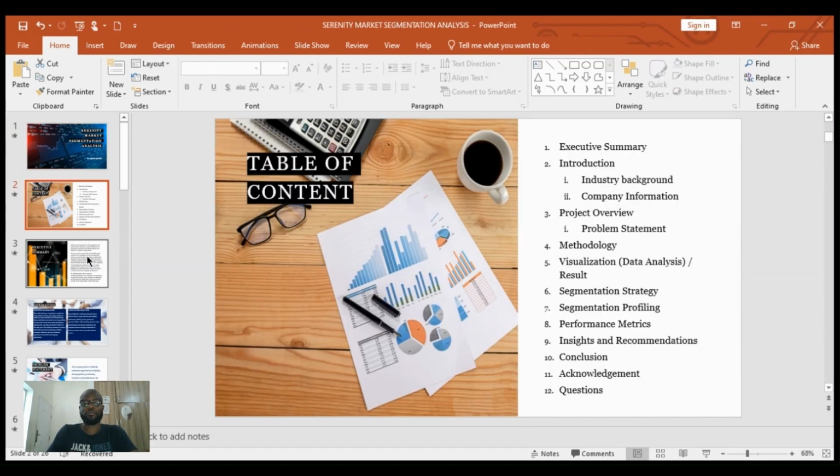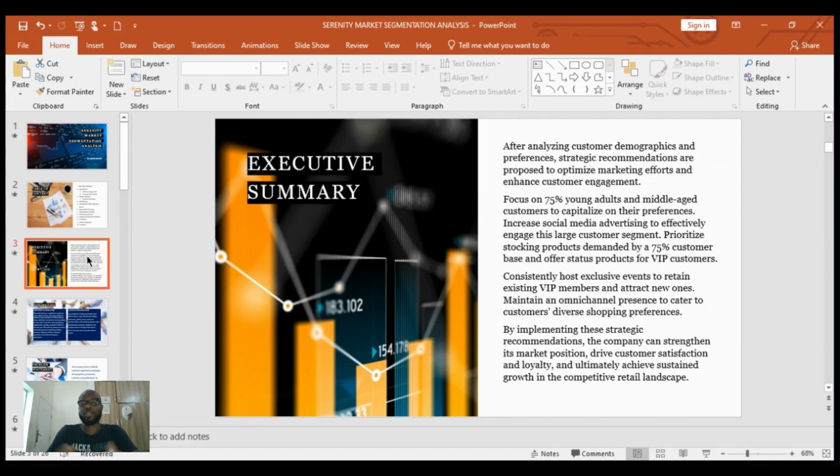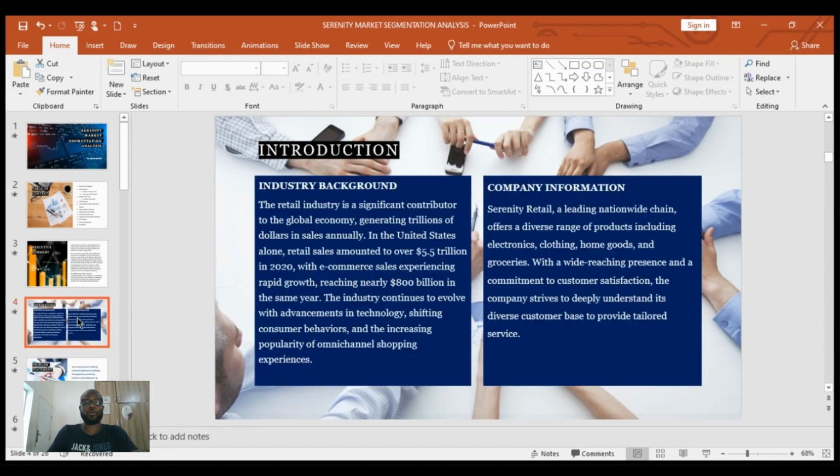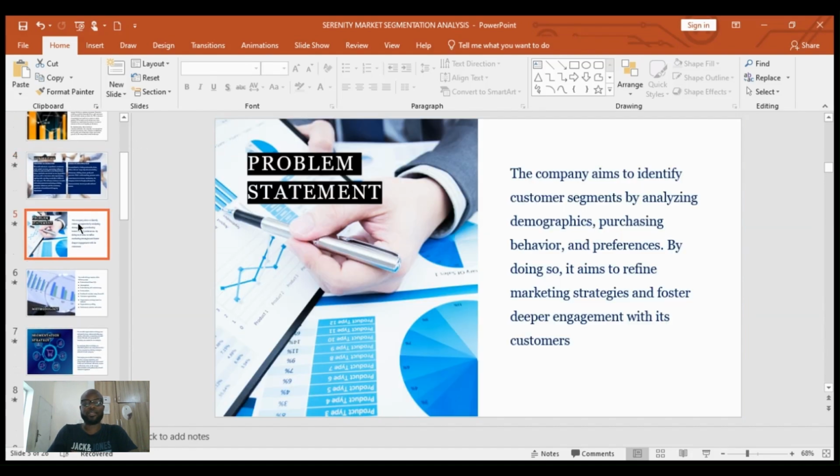Here is the content of the entire work that we are presenting today. In the executive summary, we've summarized our strategic recommendation based on customer segmentation in order for Serenity Retail Store to effectively engage all customer segments across the company. We've also detailed some information about the retail store globally, as well as some information about Serenity Retail Store itself.